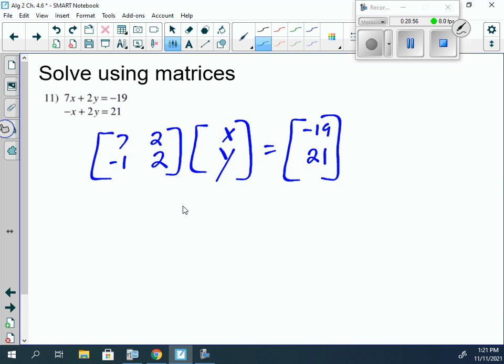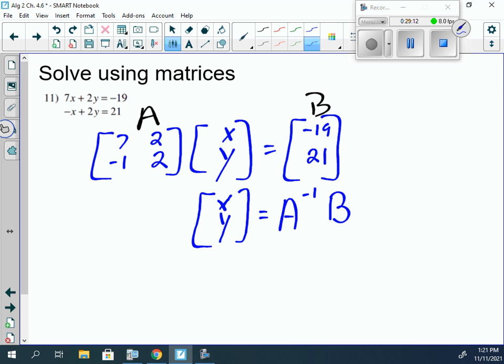Now we can set this here as matrix A and this here as matrix B. We're going to multiply both sides by A inverse, which is really just going to end up giving us that the matrix XY is equal to A inverse times B. And we'll have to do it from the left-hand side, because we multiply A inverse on the left in the first equation. We have to do it from the left-hand side for both.